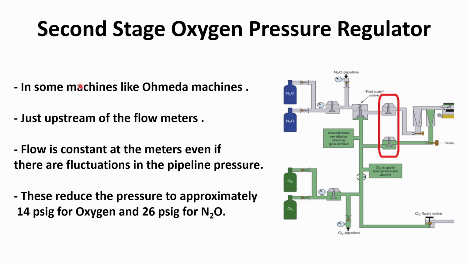They are upstream. Upstream means before. They are before the flow meters. Downstream, which is the vaporizers, they are downstream, but this regulator is upstream, and the flow is constant. Even if there is a fluctuation in the pipeline, they are maintaining constant flow inside the anesthesia machine. And as we know, they are reducing the pressure to 14 psi gauge for oxygen and 26 psi gauge for nitrous oxide.